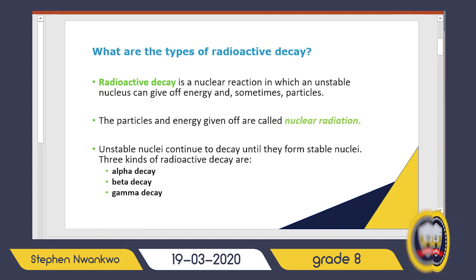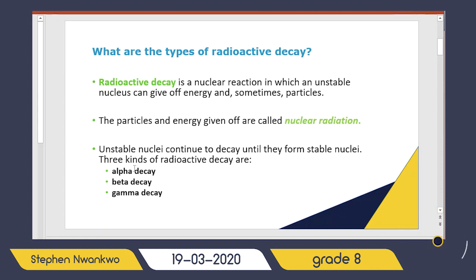So we said with isotopes, remember, sometimes inside the nucleus there are different numbers of neutrons. So these different numbers of neutrons can cause one element to be unstable. So this unstable nucleus will decay, will lose its neutrons, in order to form a stable nucleus. So we have three types of decays in terms of radioactive decay, in terms of nuclear reactions.